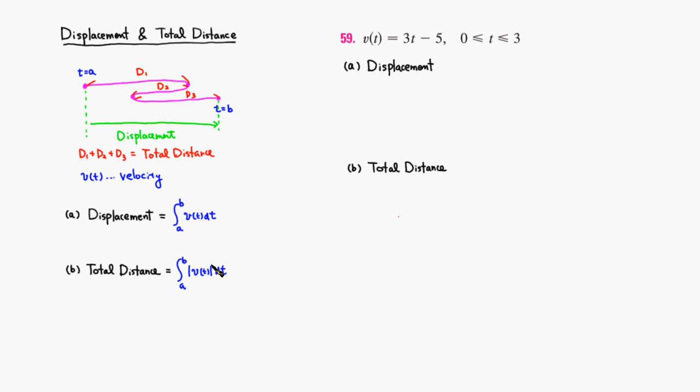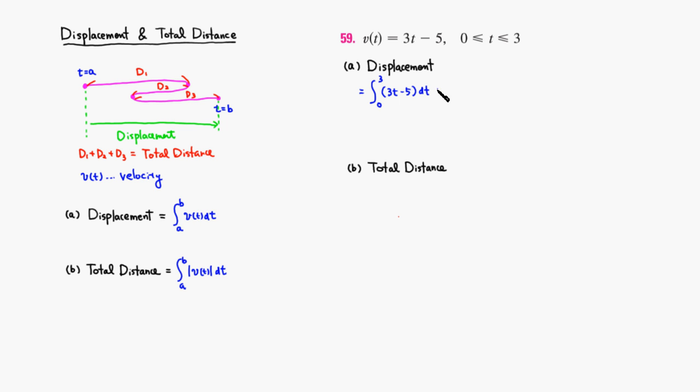All right, so let's look at this concrete example. You have a velocity function, which is 3t minus 5. And we want to find the displacement and the total distance from t equals 0 through t equals 3. All right, so let's find the displacement. Displacement is simply the integral from time 0 to time 3. Then you just have to integrate 3t minus 5 with respect to t.